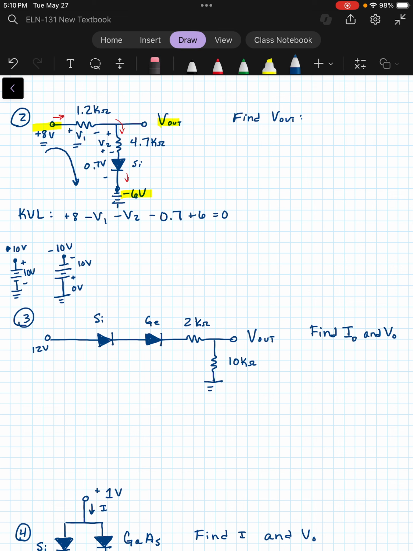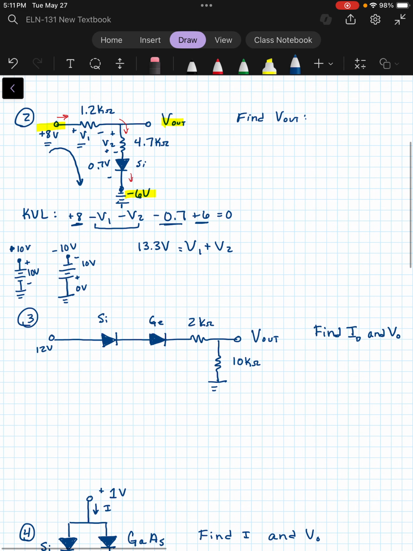So I'm going to move the V1 and the V2 to the other side. They become positive when I do that. So V1 plus V2 would have to equal 8 minus 0.7 plus 6. So that would be 14 minus 0.7, or 13.3 volts across both of those resistors. All right.